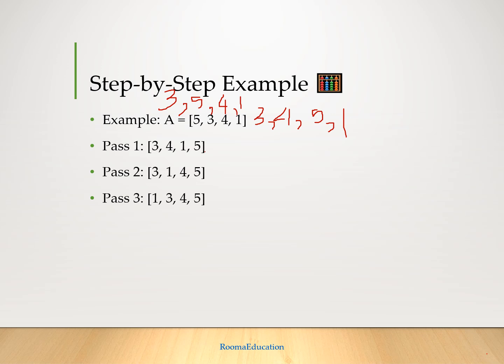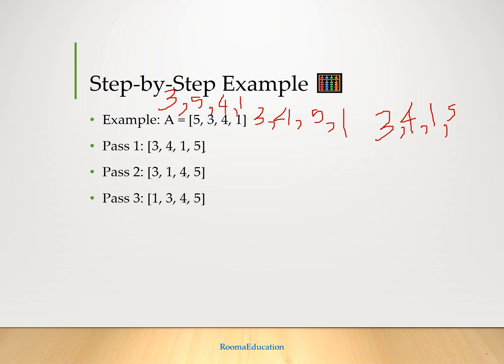Now 5 is bigger than 1, so we swap them: 3, 4, 1 and 5. After the first pass, the biggest number 5 is in the correct position.